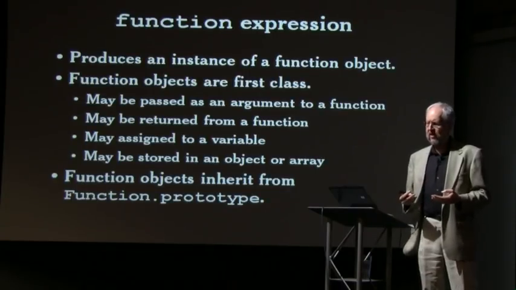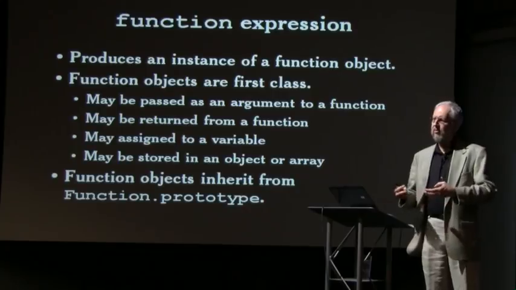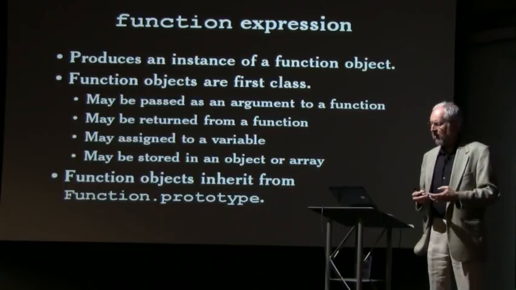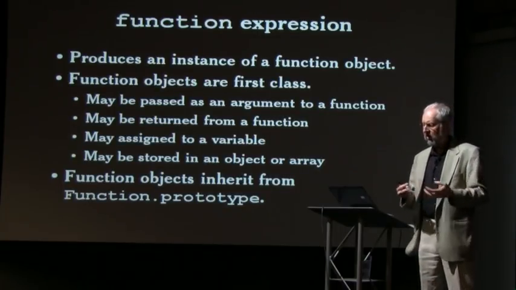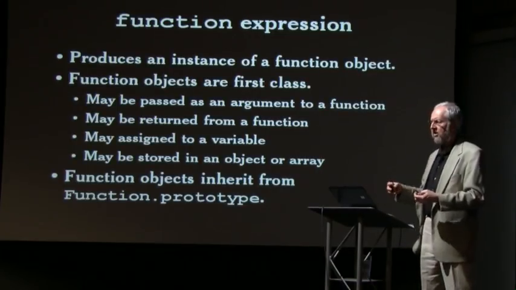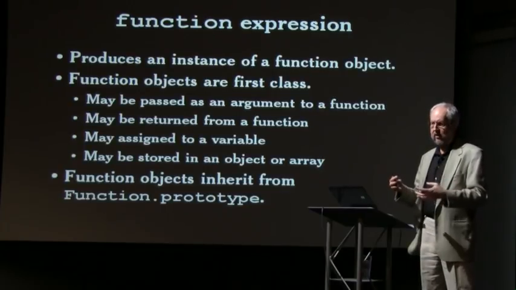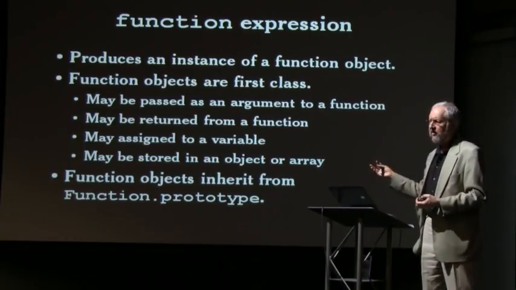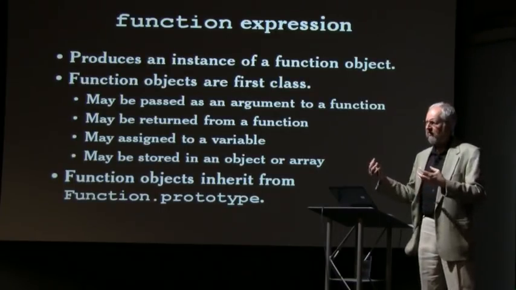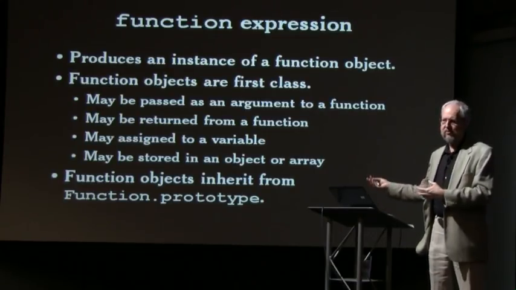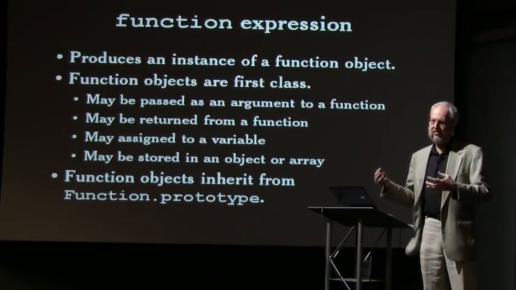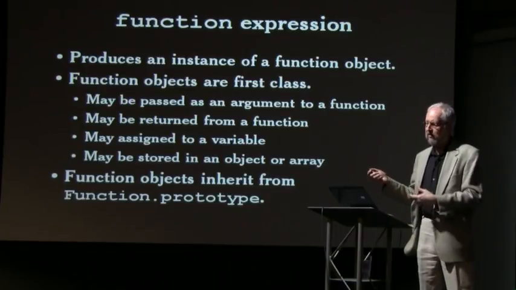And function objects in this language are first class, which means that they can be passed as an argument to another function. They may be returned as a return value from a function. They can be assigned to a variable, and they can be stored in an object or an array. So anything you can do with any other kind of value in this language, you can do with a function. So a function expression is like an object literal in that it produces a value, except in this case, it produces something that inherits from function.prototype. It may seem kind of strange that a function can inherit methods from something else, but it can. So in this language, functions have methods. That may sound odd, but we've got that. And I'll show you some examples of that.